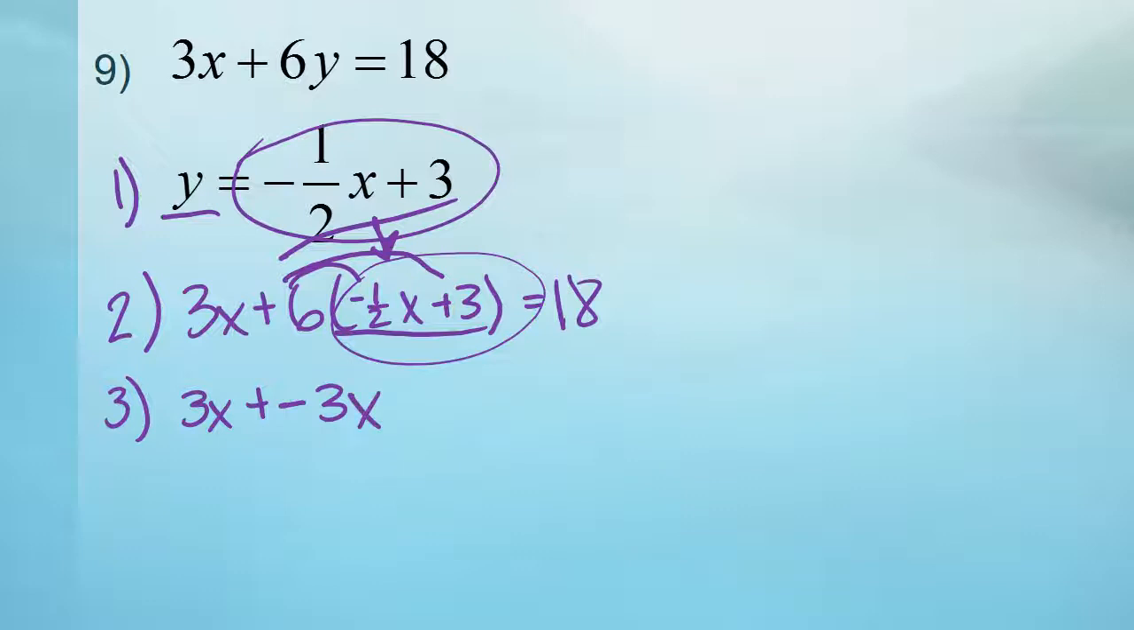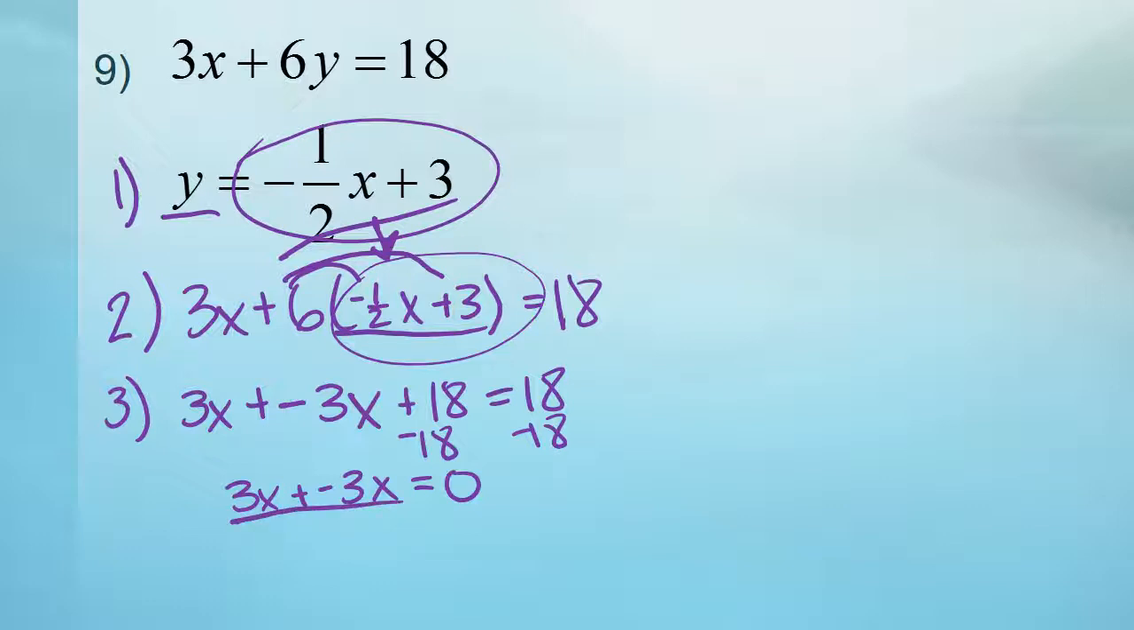6 times the 3 gets me to an 18. And then I still have the equals 18. If I subtract 18 from both sides, I end up with a 0 on the right side. And if I combine like terms, 3x minus 3x is also 0. Is 0 equals 0 a true statement? It is. So if I end up with a number equal to itself, how do I write that answer?